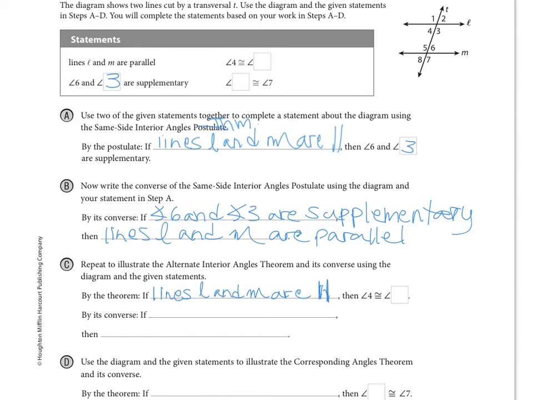Then angle 4 is congruent to what? Well, where's 4? 4 is right here. And an alternate interior angle with 4 would be angle 6, remember. So we're going to say angle 4 and angle 6, and we'll also fill it in up in our word bank. Okay. So again, first we have the if, then the then, and then in the converse, we're going to flip those two statements around. So if now is the knowledge about the angles, if angle 4 is congruent to angle 6, then we can make a conclusion about the lines being parallel.